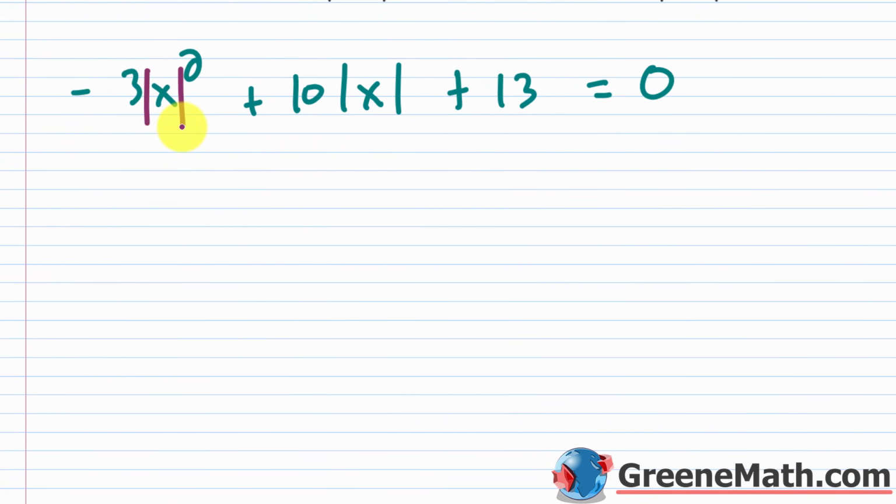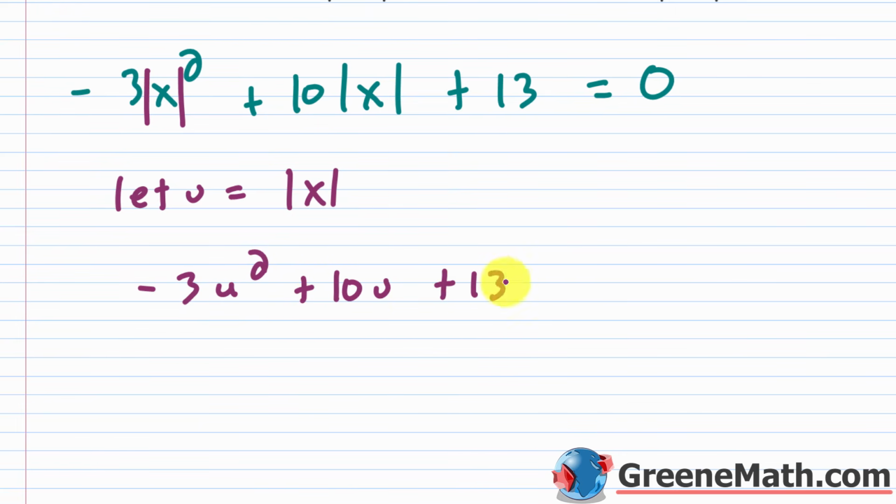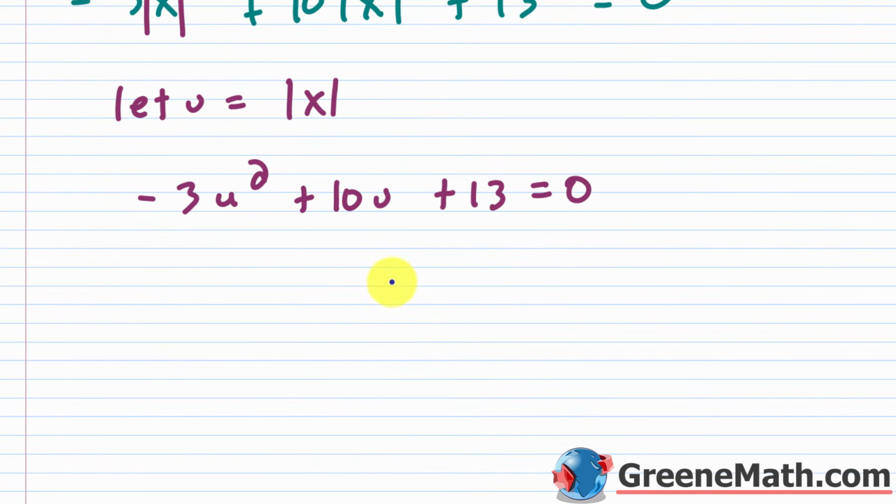Again, that's perfectly legal. And then I'm going to let u be equal to the absolute value of x. So this is negative 3u squared, then plus 10u, then plus 13 is equal to 0. And so with this one, I would actually multiply everything by negative 1, so I don't have to deal with that negative out in front. Let's change the sign of all those. And then 0 times negative 1 is still 0.